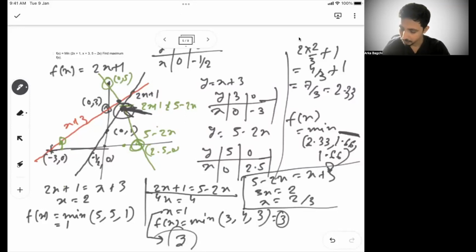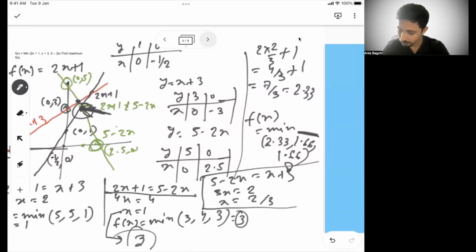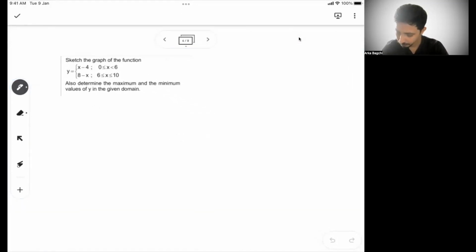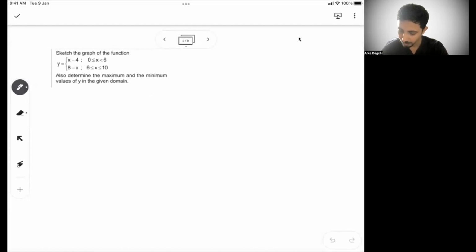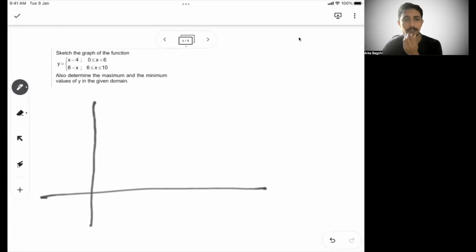Right? So let's move on to the next problem. Sketch the graph of y equal to x minus 4 when x is less than 6. So basically there is one line only. x cannot go negative, so x minimum is 0, maximum is 10, and it's 6. So y equal to x minus 4.